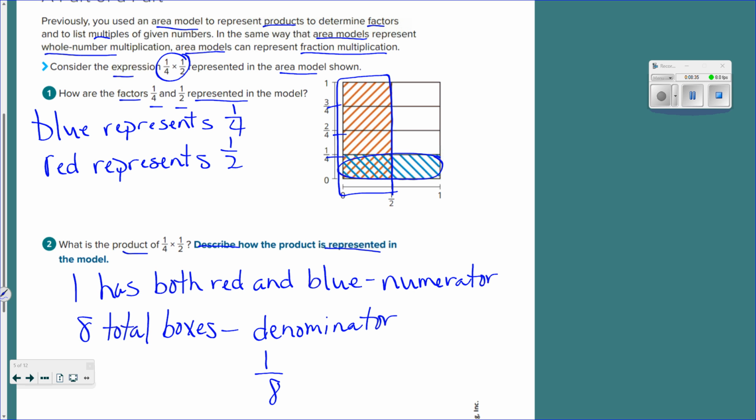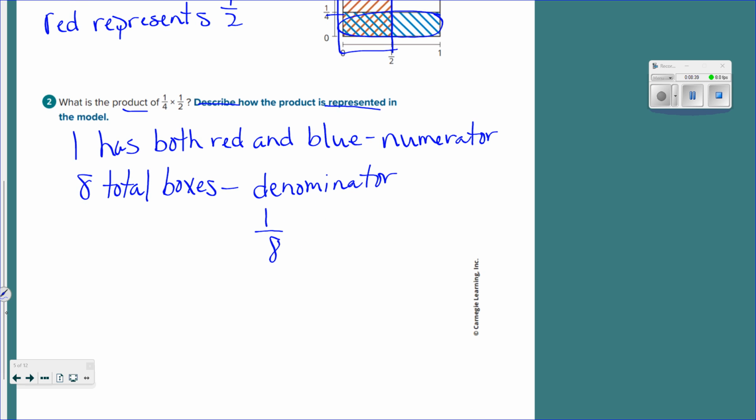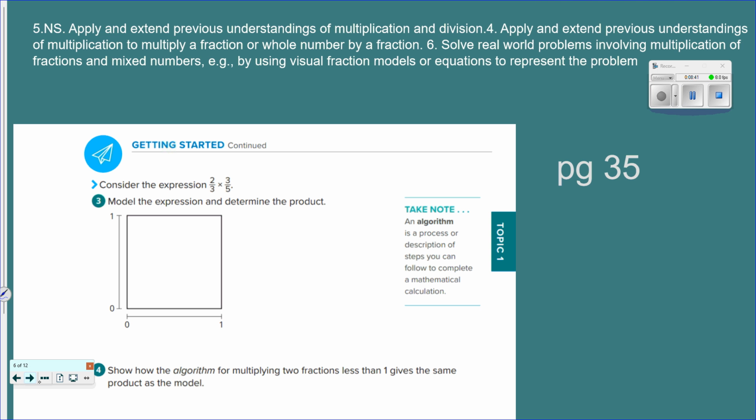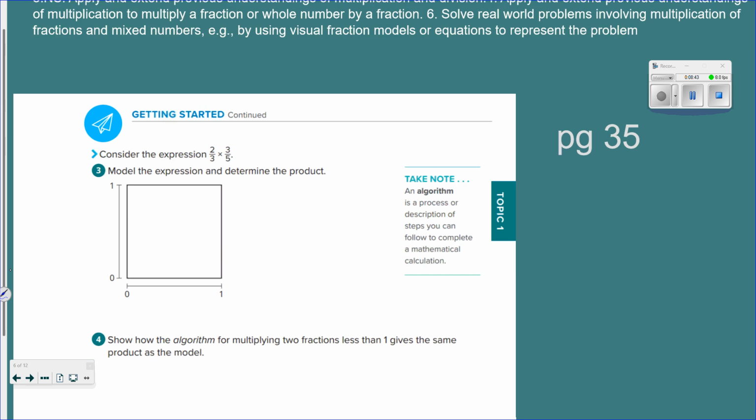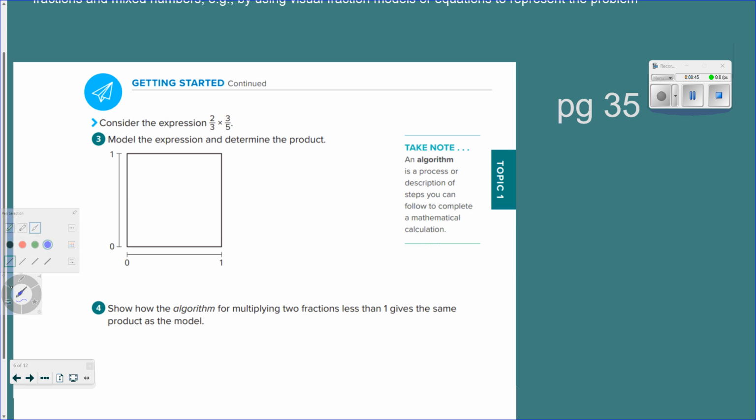I hope so, because we're going to give you guys a chance to demonstrate it for us, to show us that you know. But before we do it, I want you to get your markers out real quick. We've got another math term. That is an algorithm. Mr. Ken and I are both really big fans of algorithms. Algorithms are really just a process or description of steps you can follow to complete a mathematical calculation.